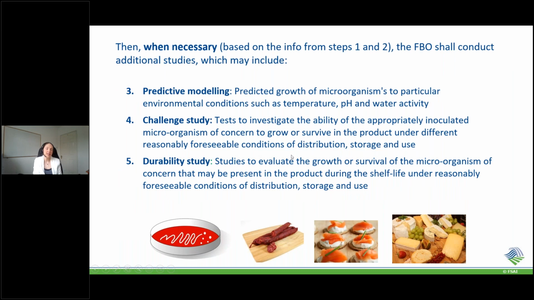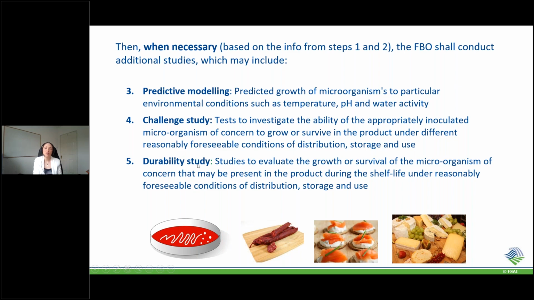And then when necessary, so depending on the information you gather from steps 1 and 2, you might need to carry out some additional studies, and these could include predictive modelling. So this is where you use a mathematical model to predict the growth of a microorganism that you're interested in, that's relevant to your food, in your particular food under different conditions. So you can input the temperature, the pH, the water activity, and you'd use the information that you've gathered on your food to input those.